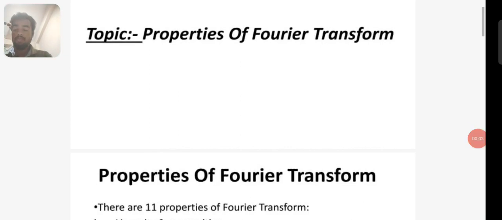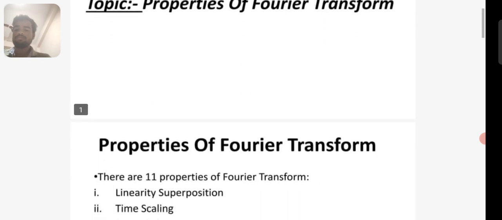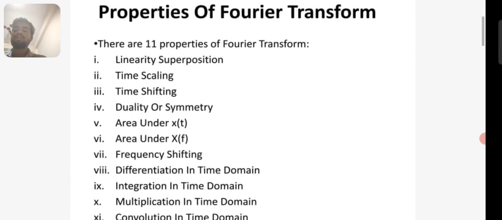My name is Sriramu. The topic is properties of Fourier transform. There are 11 properties of Fourier transform.